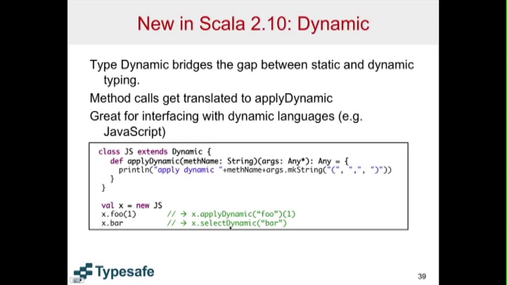So it's a nice feature. But it's probably good to put it under an import flag, because with that, by just inheriting all your objects from Dynamic, you could essentially turn Scala into an almost everywhere dynamically typed language. You can do that now, but maybe you shouldn't.